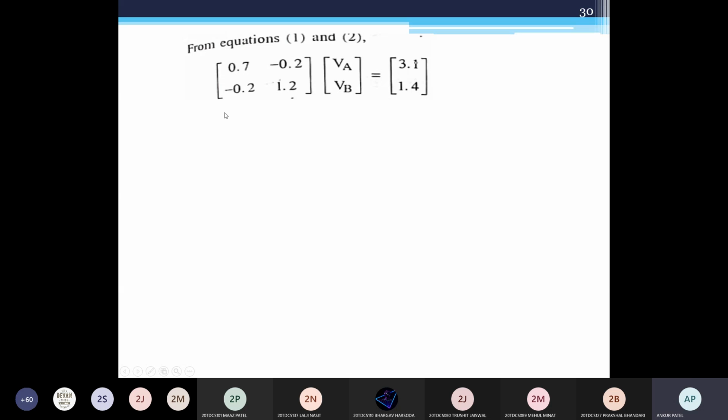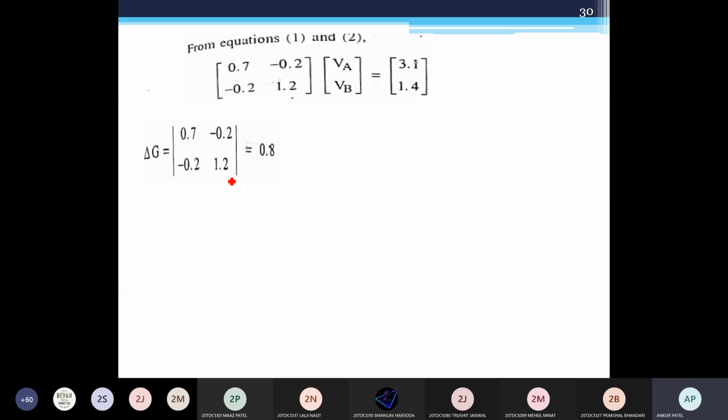Now find out delta G, the overall determinant. Tell me the answer for delta G. 5? 0.8? If someone is getting 5, then 0.8, which one is correct? 0.8. Yes, according to the majority, it is 0.8.